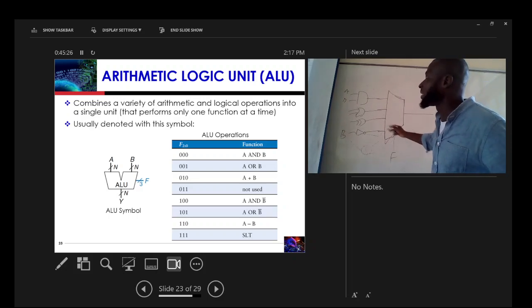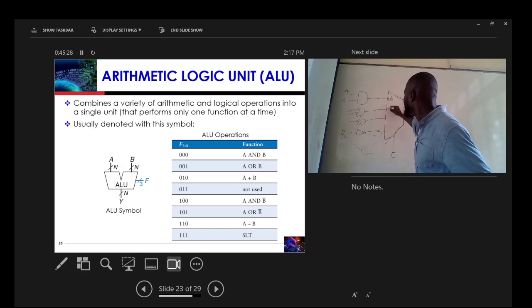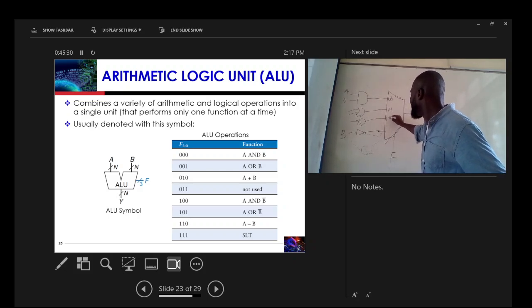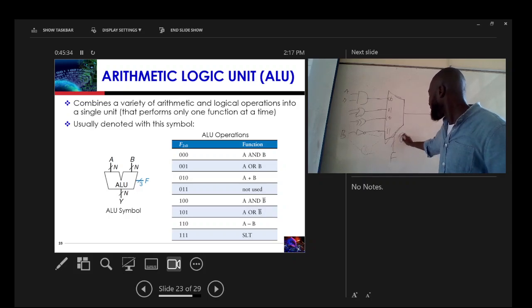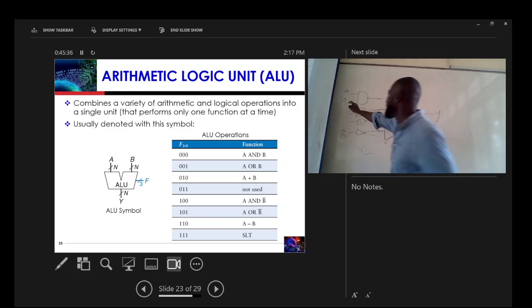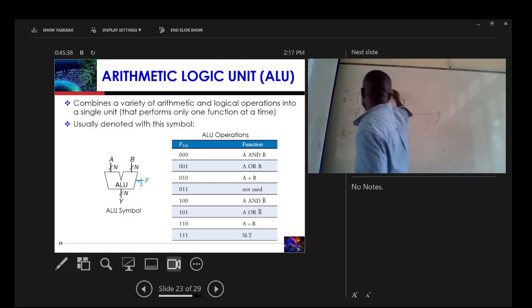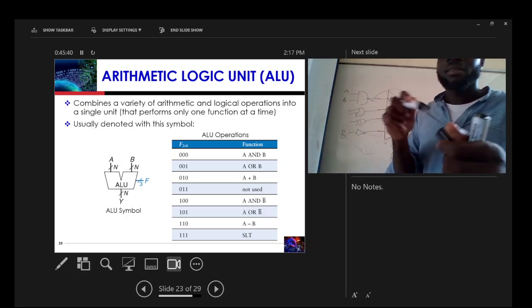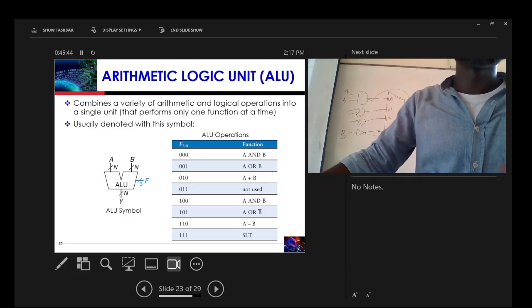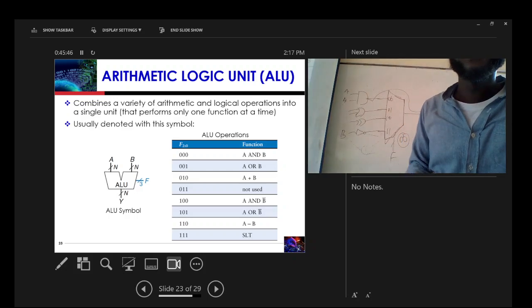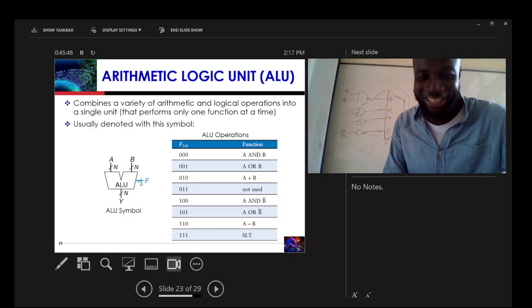And then I just come and say, okay, here is 00, 01, 10, 11. So if F is 00, it means that I'm doing A and B, and that will be routed to the output. It's simple. This is just some 10 marks, and then you are done. Oh, it will come. Don't worry.